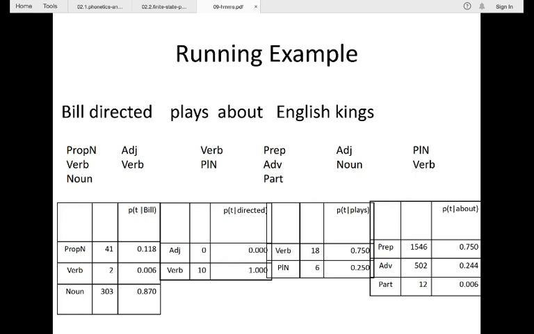Which is interesting because in this case, what is the right part of speech, or the right part of speech tag? Proper noun. Even though this is not the most common, if we just count and go by the numbers. So we get similar numbers for the other words, for the different parts of speech.